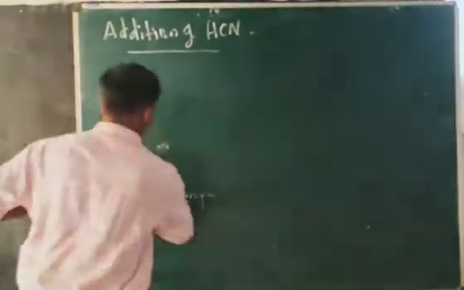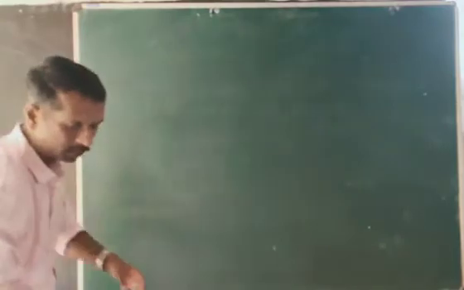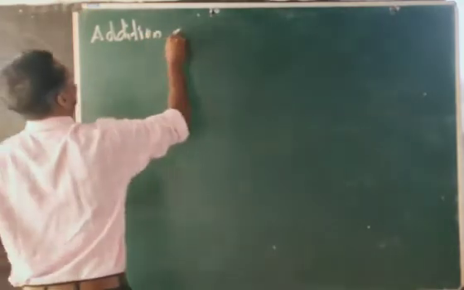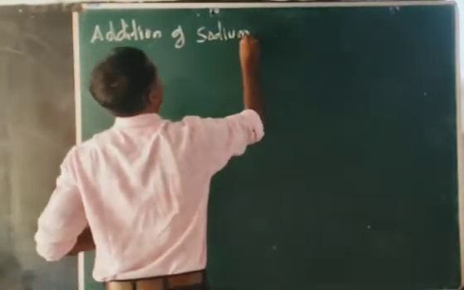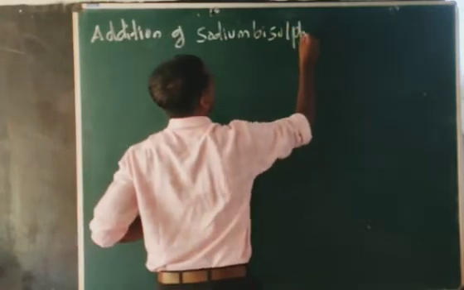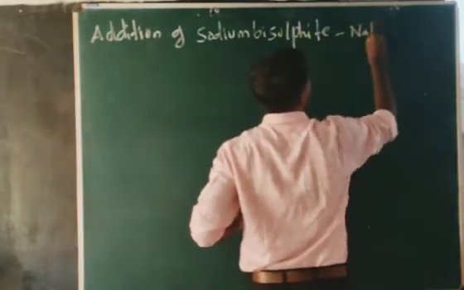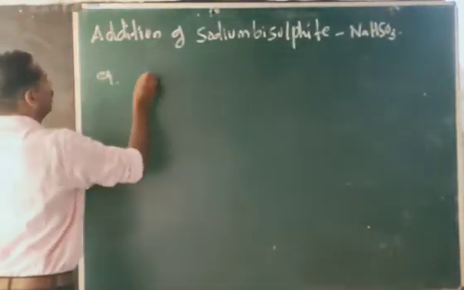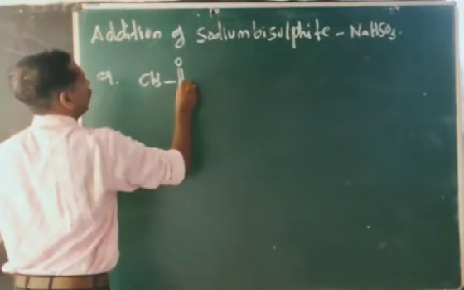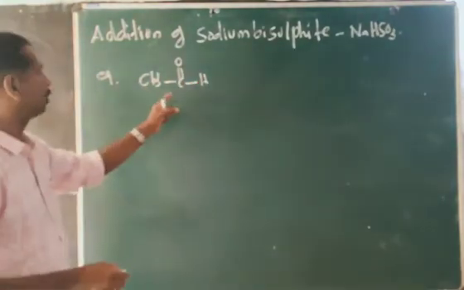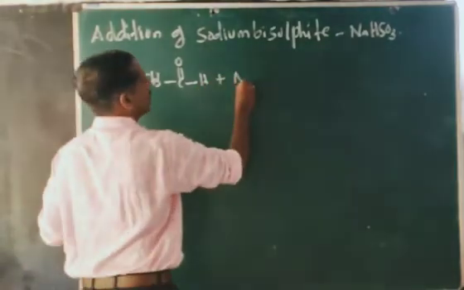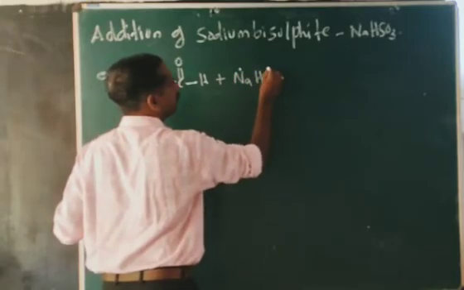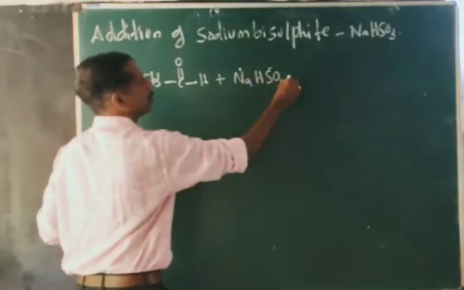Next is addition of sodium bisulfite. What is that? Addition of sodium bisulfite, not sulfate, sulfite. That means NaHSO3. Look at here what we are getting. Example. We take acetaldehyde, CH3CHO, and react it with sodium bisulfite, NaHSO3, that means Na plus and HSO3 minus.